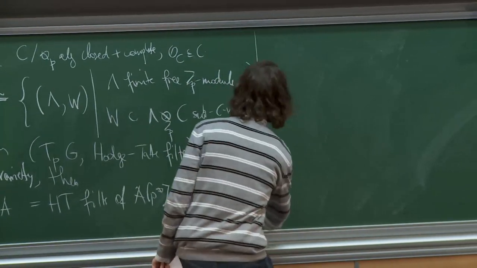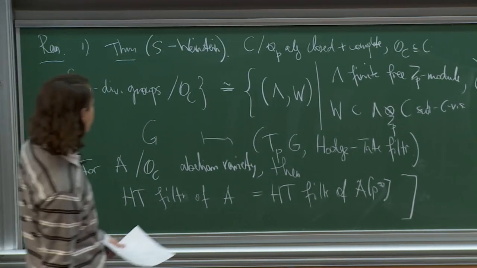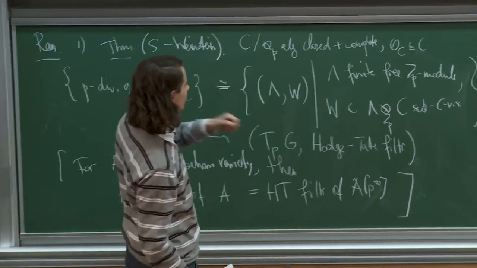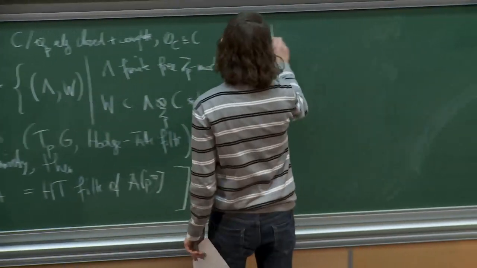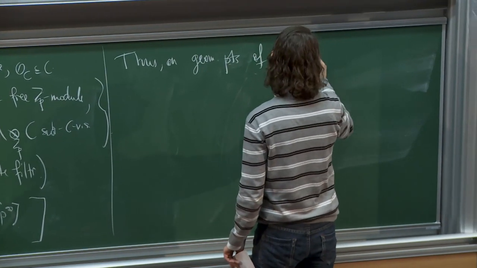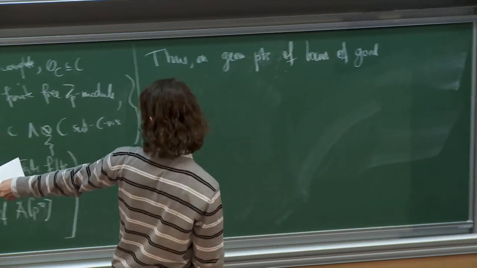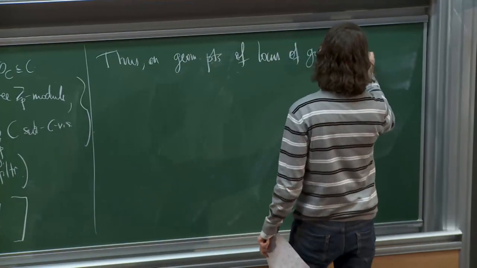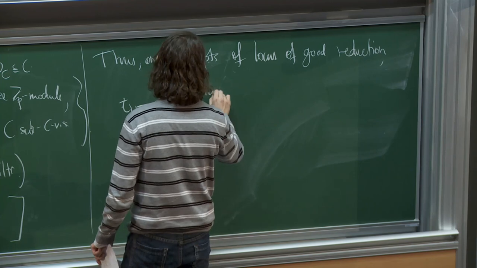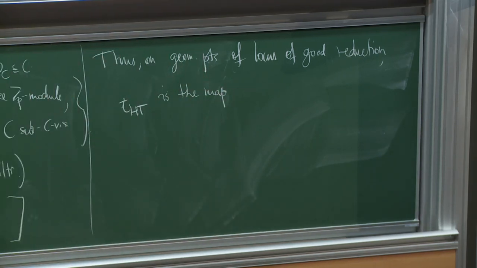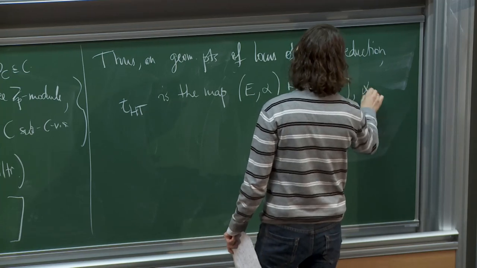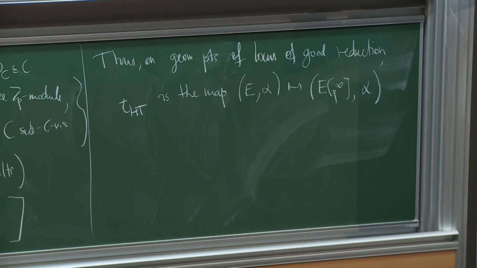So what does this mean? It means that after trivializing this p-adic Tate module, giving this Hodge-Tate filtration is the same thing as giving a p-divisible group. And so this means that on geometric points, at least on the locus of good reduction, where we have this abelian variety not just over C but really over the ring of integers, such a period map is a map taking an elliptic curve to its associated p-divisible group. Remember the trivialization of the Tate module.